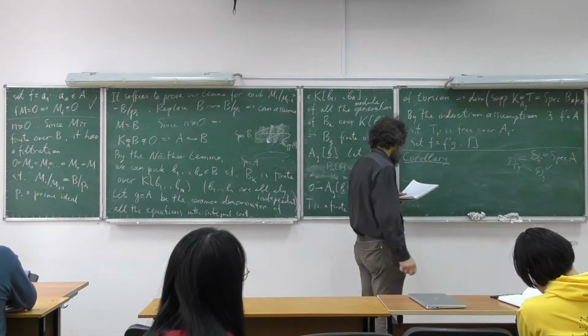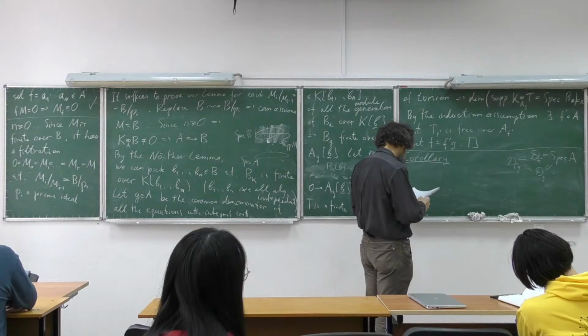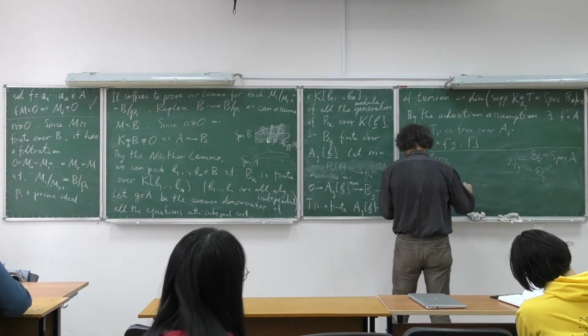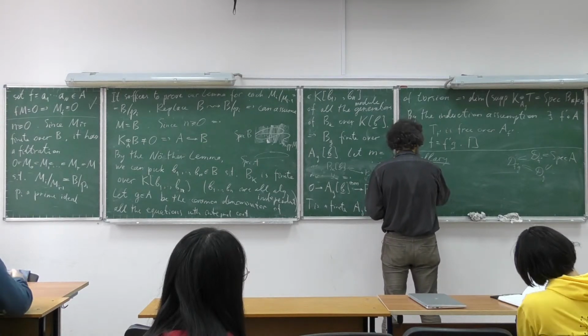So the corollary is the desired generic flatness. So we have an integral scheme S.